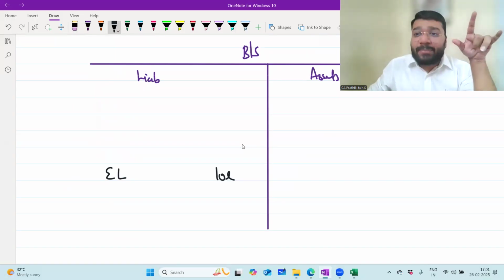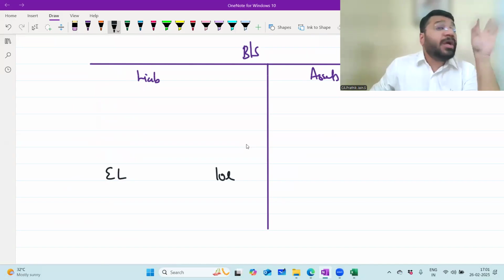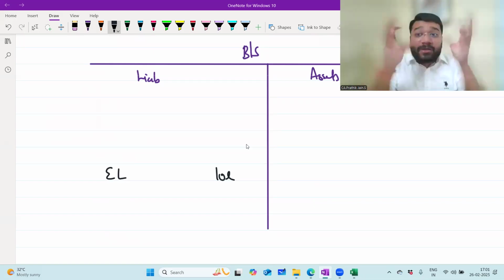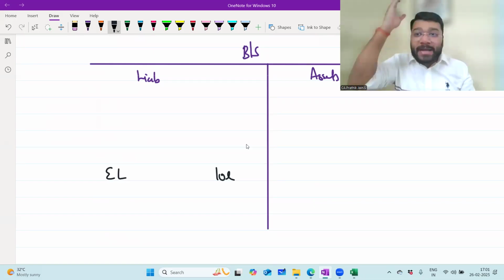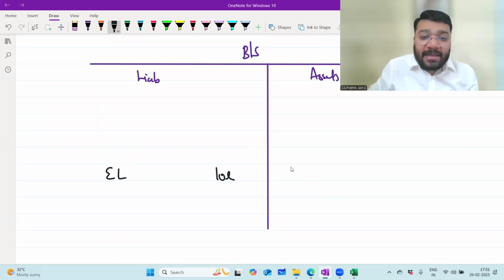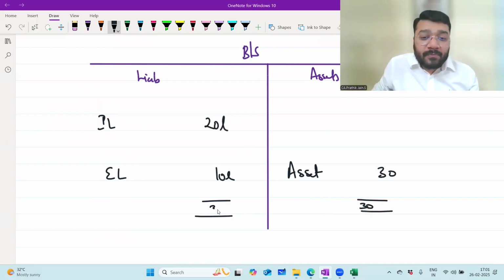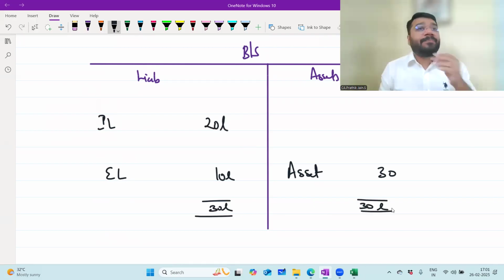In the financial statement of a sole proprietorship concern or a partnership concern, do we have a categorization? Current asset, non-current asset, current liability, non-current liability. Any categorization is there? No. You write all the items one after the other. So all the assets put together are, let's say, 30 lakh rupees. Internal liability means capital, which is 20 lakh rupees. Total is 30 lakh? Yes.